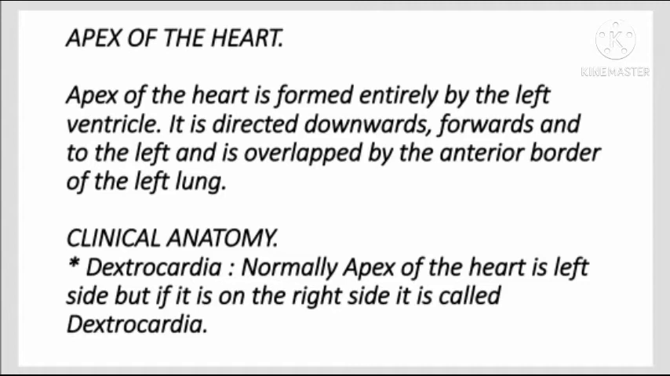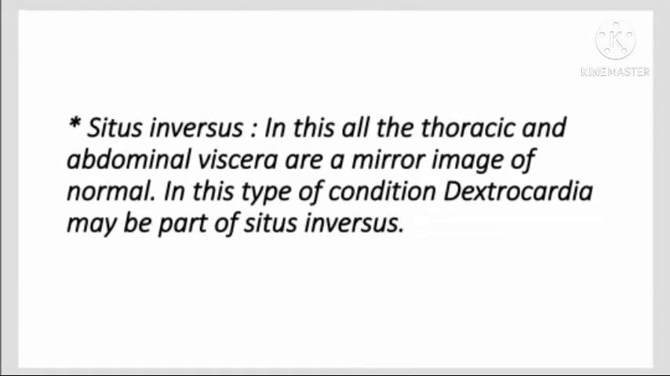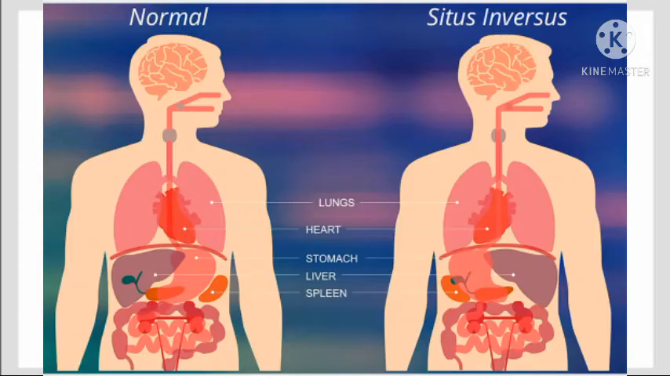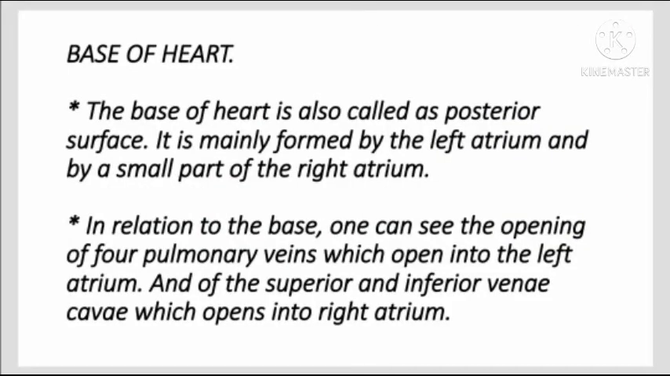Clinical anatomy. Dextrocardia. Normally the apex of the heart is on the left side, but if it is on the right side, it is called dextrocardia. Situs inversus. In this, all the thoracic and the abdominal viscera are a mirror image of the normal. In this type of condition, dextrocardia may be a part of situs inversus. In this picture, you can see all the visceral organs such as lungs, heart, stomach, liver, spleen are the mirror image of the normal.